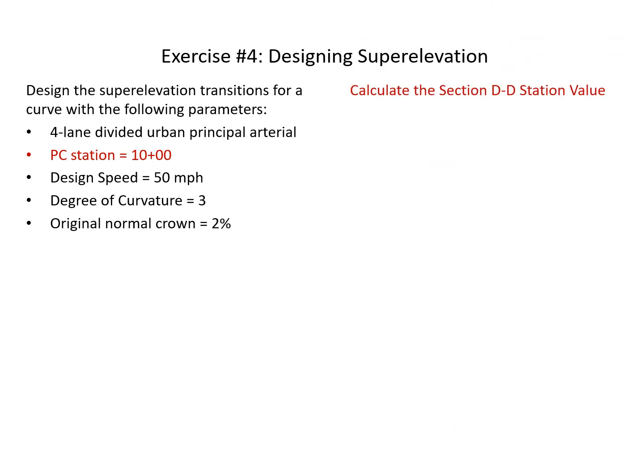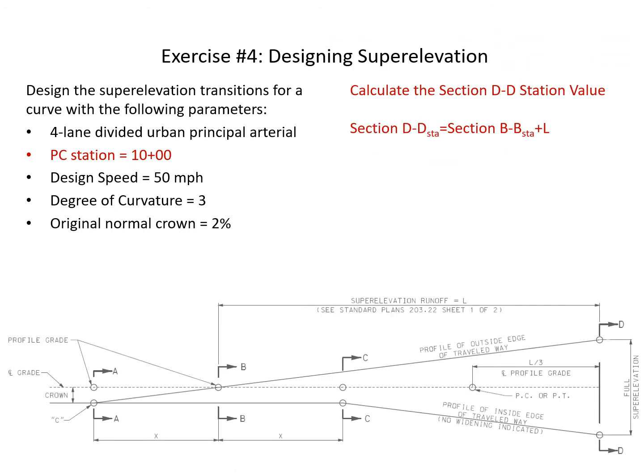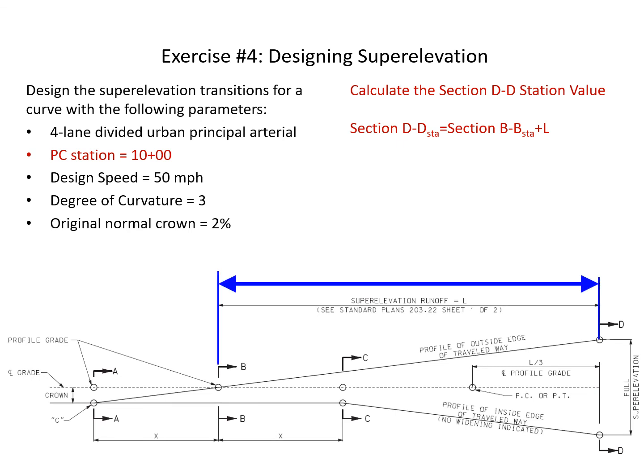Now let's calculate the section DD station value. Again, if we look at our standard plans 203.22, sheet 1 of 2, the figure, there are a number of ways we could calculate the DD station. The way that we're going to do it is we're going to take our BB station value that we just calculated and we're going to add L. So if we plug in the numbers, we take our BB station that we just calculated plus 122 feet. So our DD station value is 10 plus 40.67.